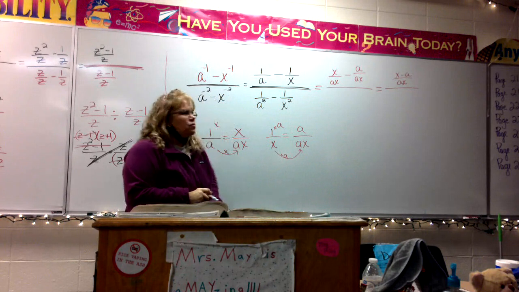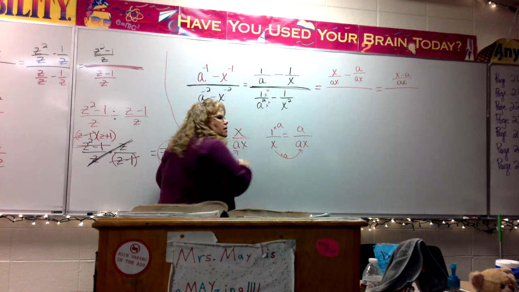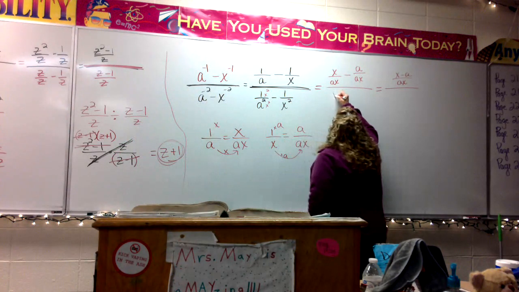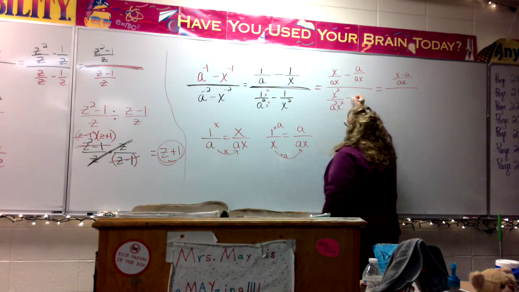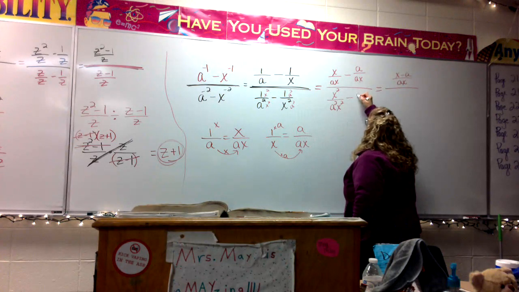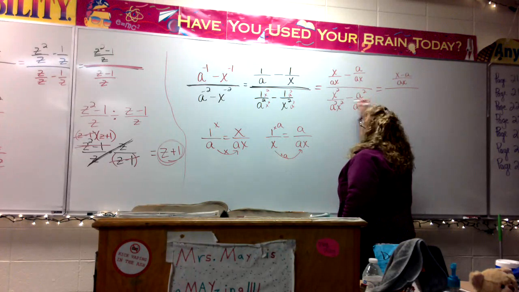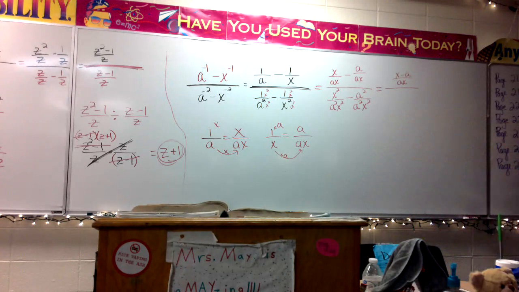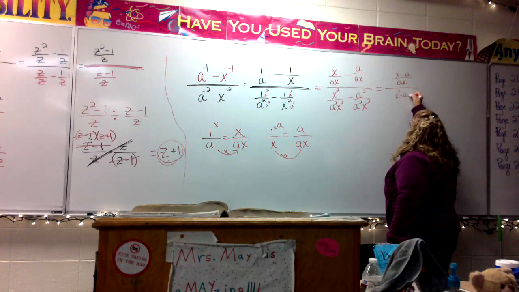And be honest with me, how many of you are just going to go like this? Yeah, I know. So x squared over a squared x squared. Same thing with this one. So a squared. I like to write it in alphabetical order though, if that's all right. So on bottom, that's just going to be x squared minus a squared.